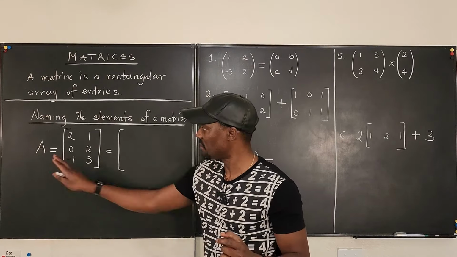Before you can add any two matrices, the dimensions must be exactly the same. Then you can add. And you can also subtract.